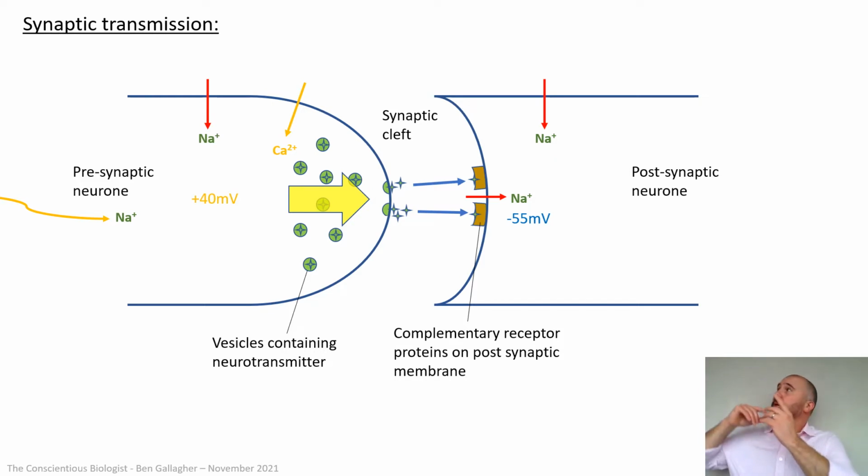Sodium floods in because of the concentration gradient set up by resting potential. So sodium moves in and raises it to plus 40. We've got our new action potential, and those sodiums can drift off down to the next node of Ranvier.